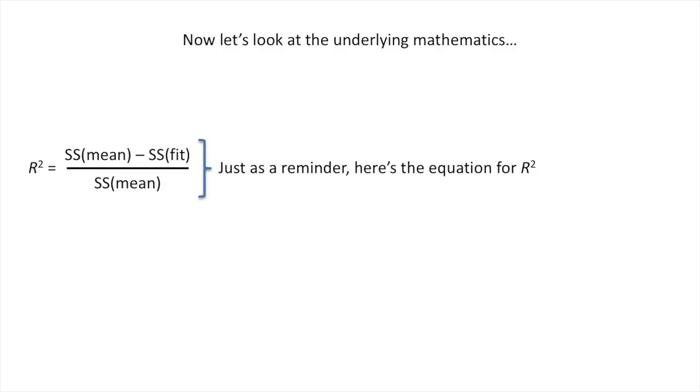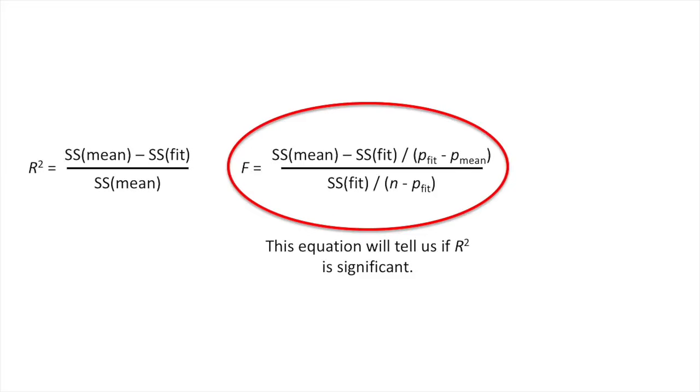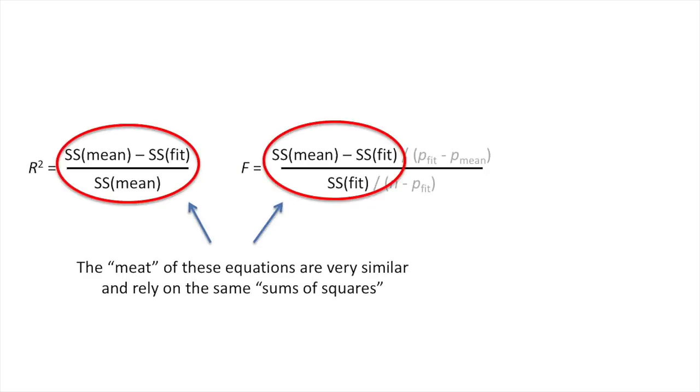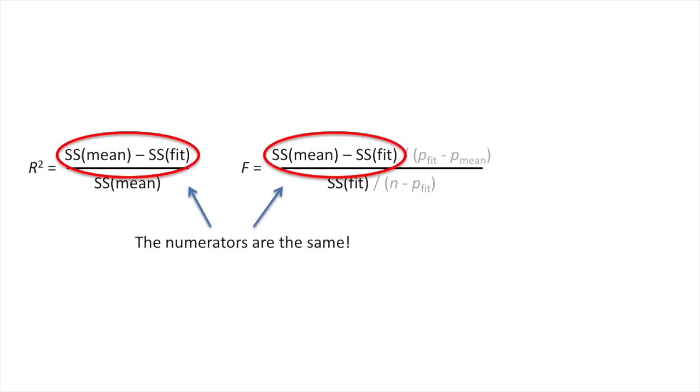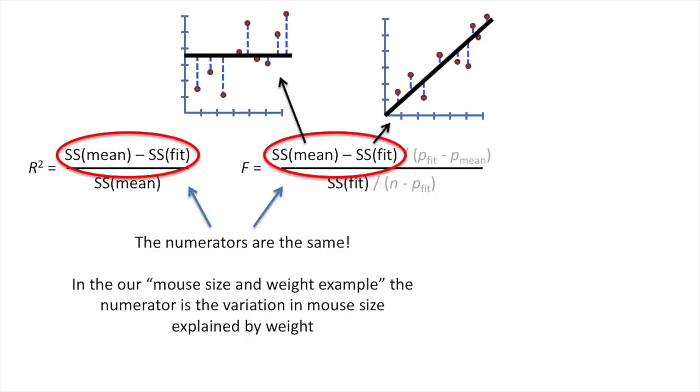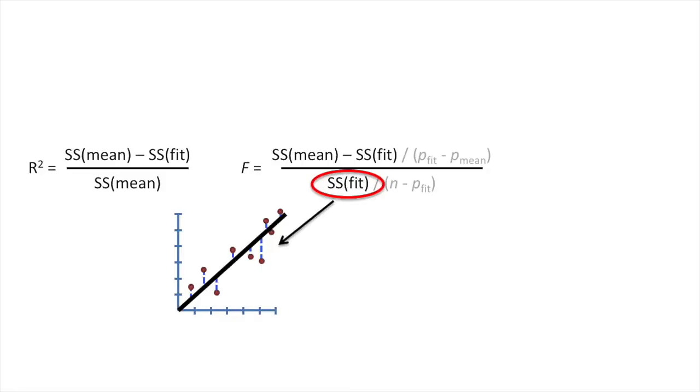Just as a reminder, here's the equation for R squared. This is the general equation that will tell us if R squared is significant. The meat of these two equations are very similar and rely on the same sums of squares. Like we said before, the numerators are the same. In our mouse size and weight example, the numerator is the variation in mouse size explained by weight. And the sum of squares around the Pfit is just the residuals squared and summed up around the fitted line. So that's the variation that the Pfit does not explain.